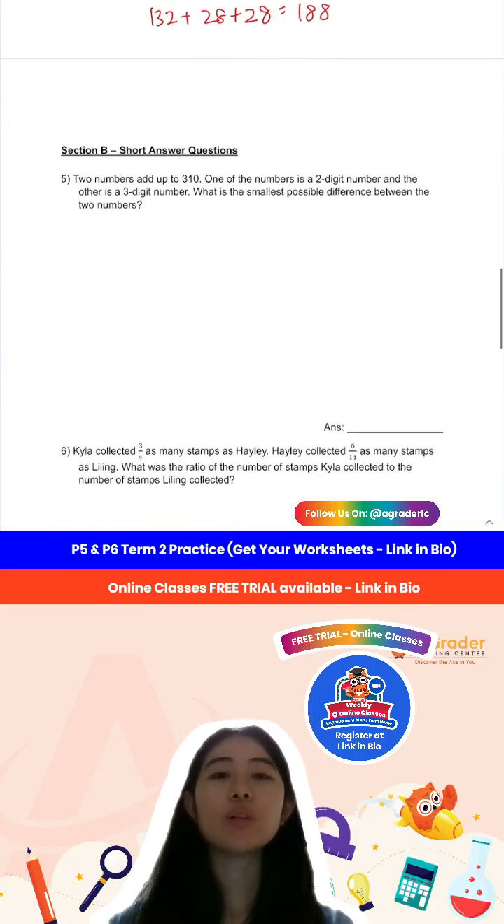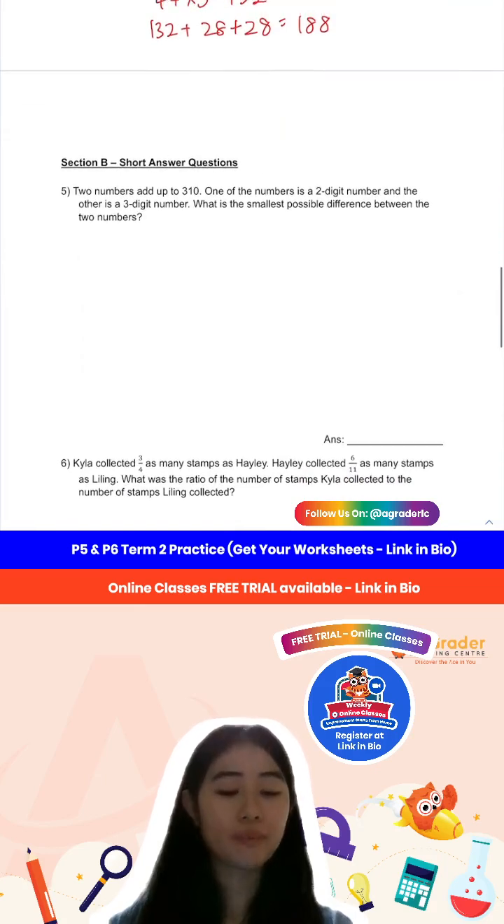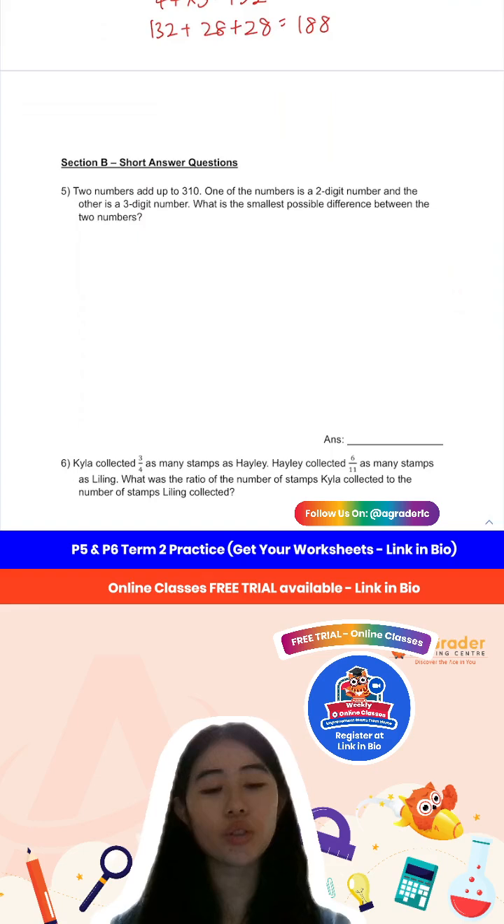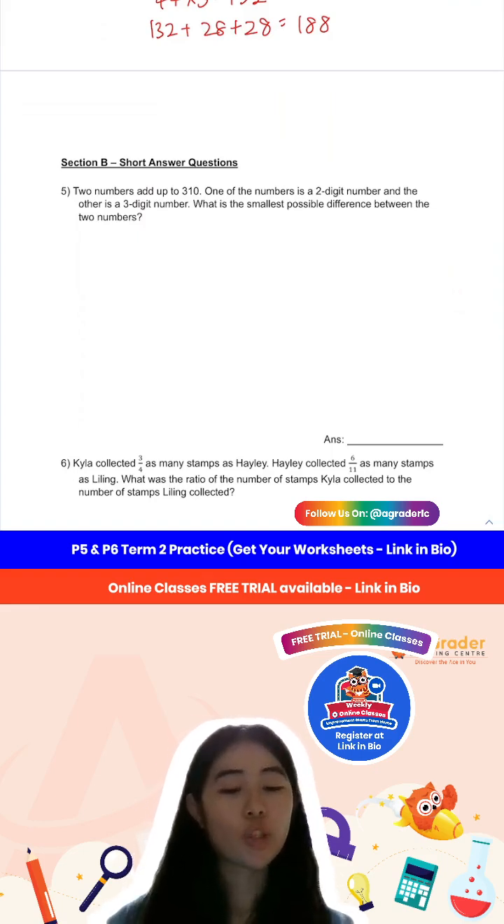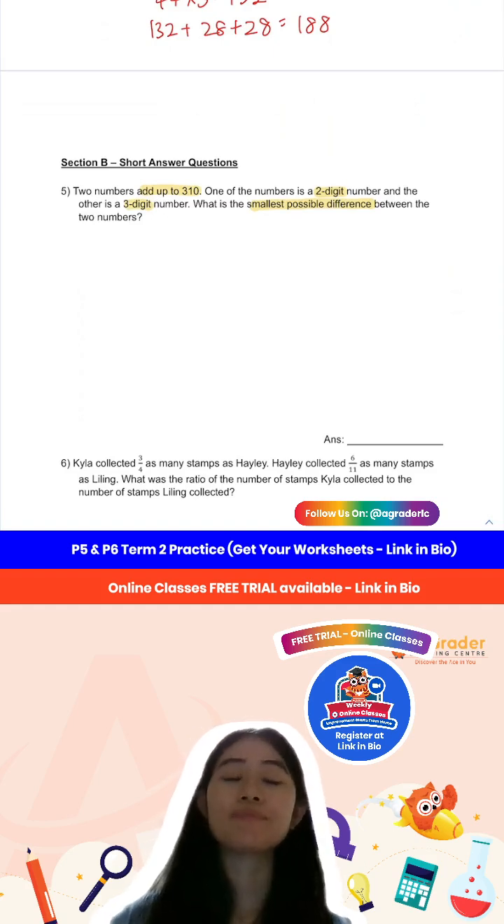Okay, so we're moving on to section B, our short answer questions. Question 5, you have two numbers that add up to 310. One of the numbers is a two-digit number and the other is a three-digit number. What is the smallest possible difference between the two numbers?